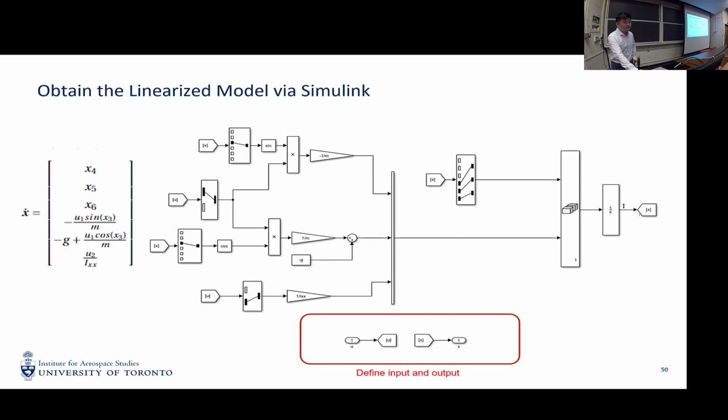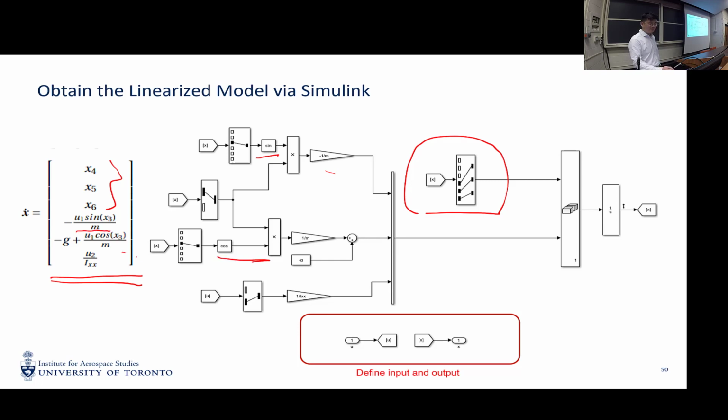Another way to do this is that you can also use Simulink to get the linearized model. You build the model in Simulink by using blocks. Those blocks construct the equations of motion here. So for example, this one is those three elements, and this sine function here denotes the horizontal force, and the cosine here denotes the vertical force, and finally this one determines the moment on the rotation channel.